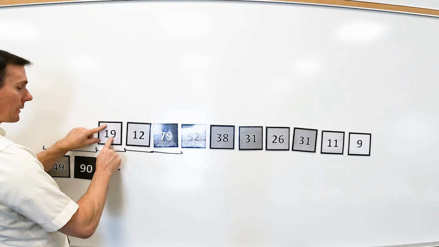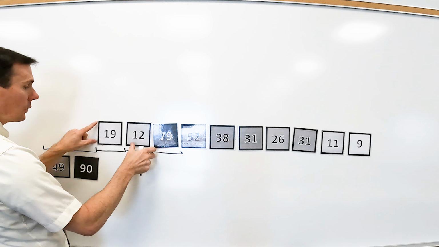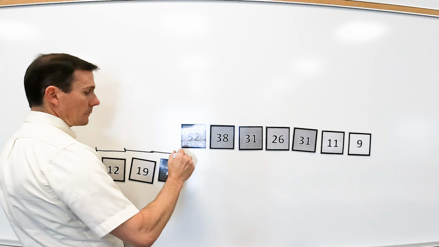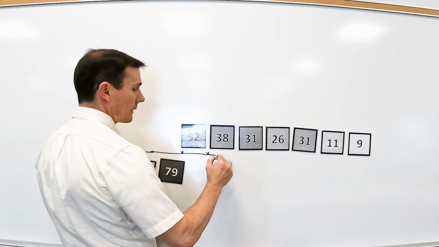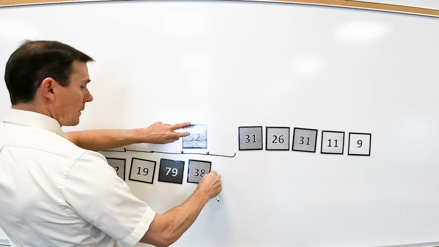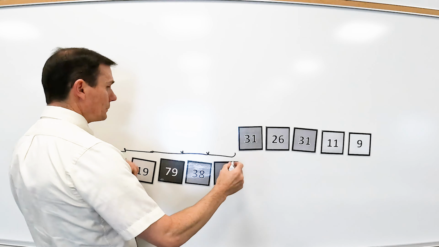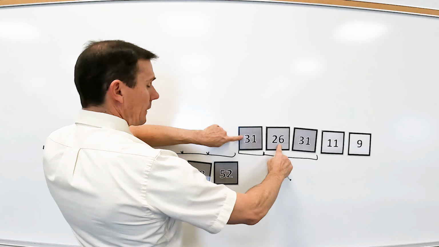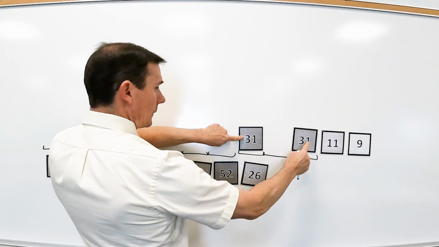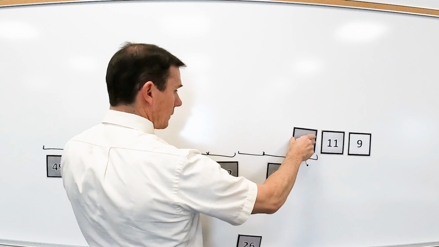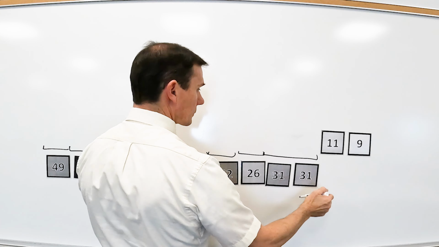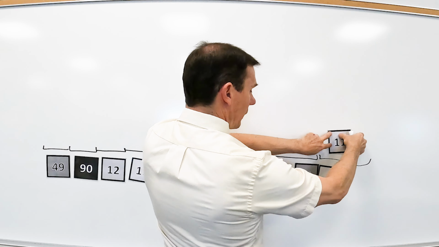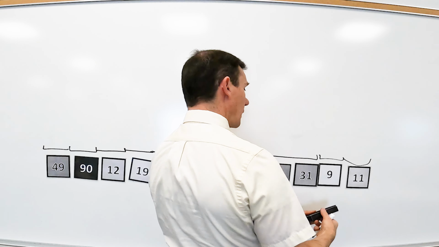So now I have a sublist of size 1, a sublist of size 2, the smaller of the two, the smaller of the two, 52, 38, smaller of the two, 31, 26 to 31, smaller of the two, doesn't matter which I choose, and then 11 and 9, smaller of the two, smaller of the two. Okay, now I'm going to go up.